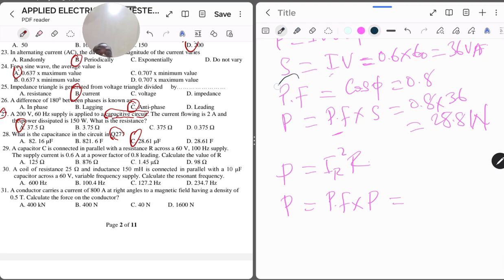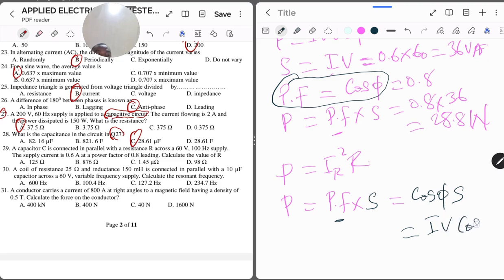So that means here I can replace it with cos phi, then times the apparent power, S. So this one will be times S, and we know S to be equal to what I even wrote. It's the same thing that I'm writing, but in a way this makes it much easier.